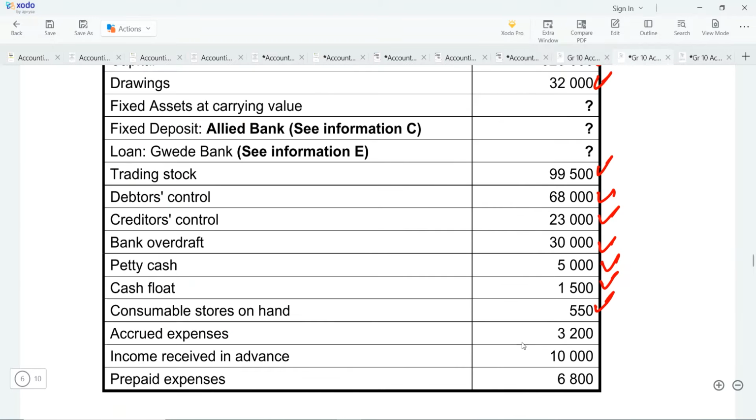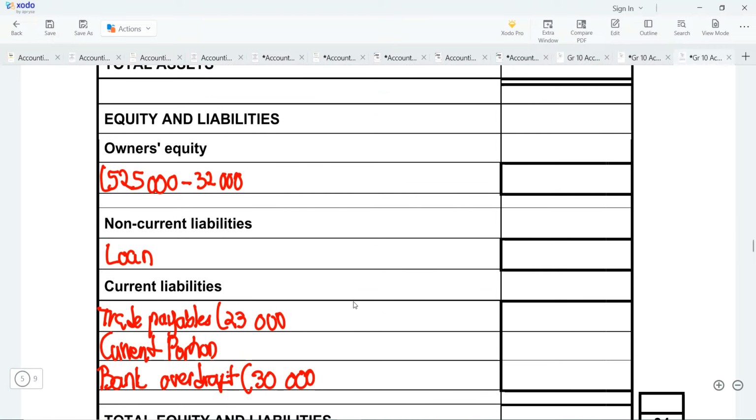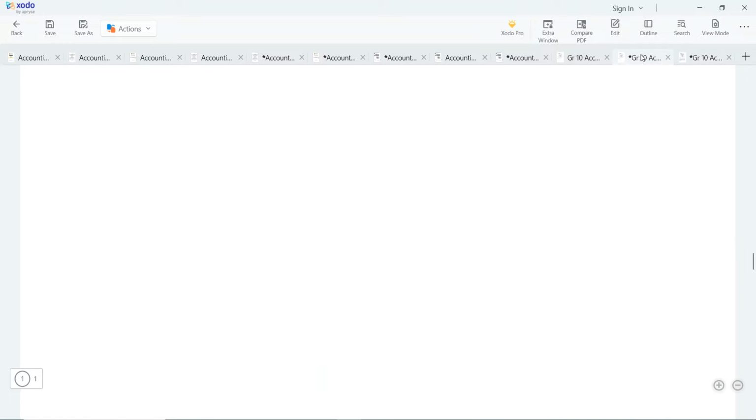Now we have accrued expenses. Remember, accrued expenses are the expenses that we were supposed to pay, but we have not yet paid them. So it means that we are owing those people 3,200. So it's going to be part of our trade and other payables. So we're going to say plus 3,200 here. Okay, and then from there we proceed to check what else we have.